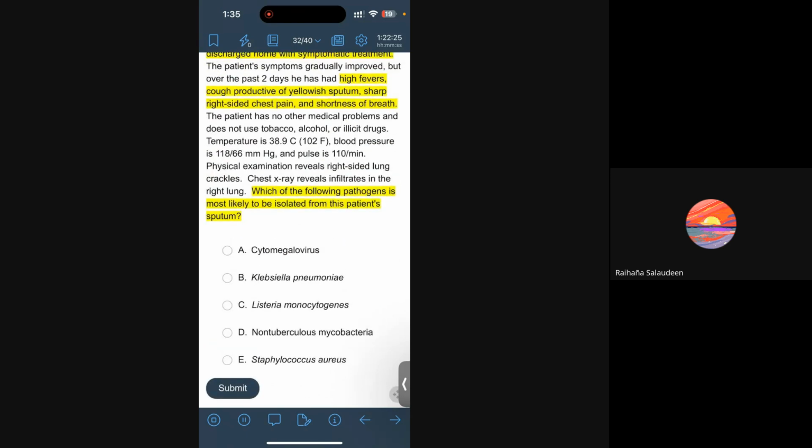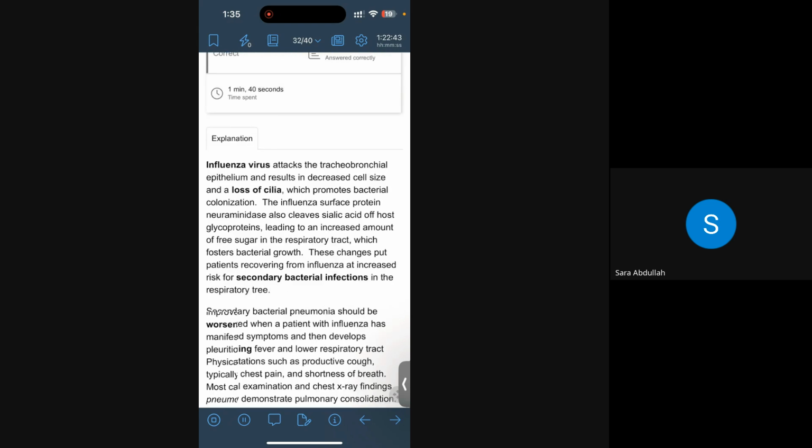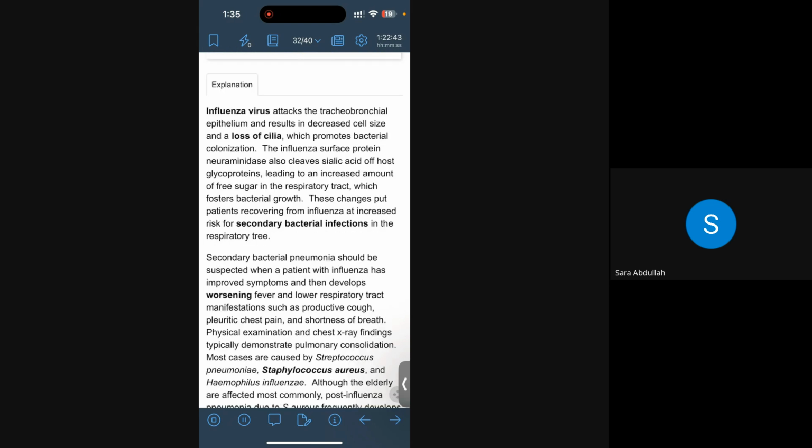Are you seeing any Strep pneumo here? No Strep pneumo in the options. Any Haemophilus influenzae? No Haemophilus influenzae in the options. So the only answer option that we are left with is Staph aureus. Influenza virus superinfection with Staph aureus.